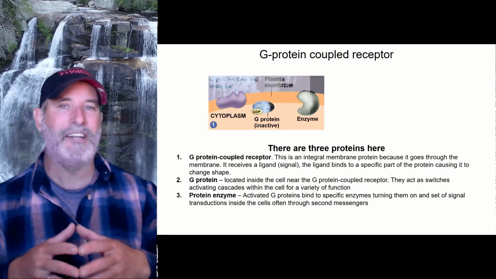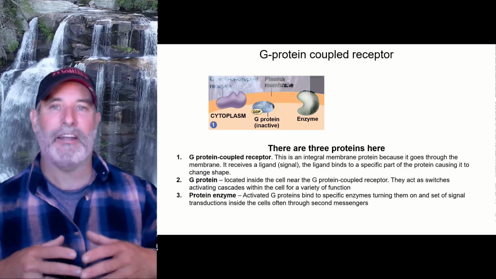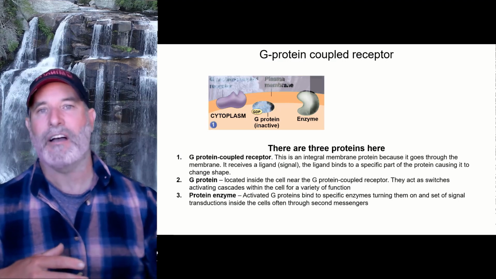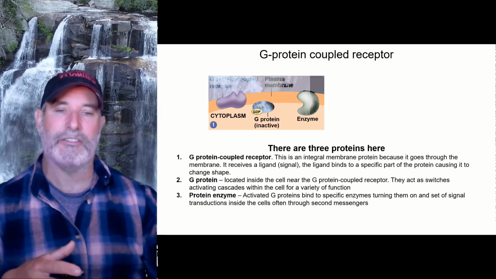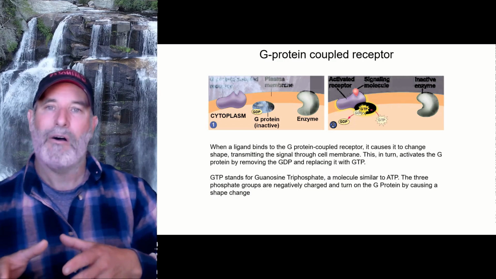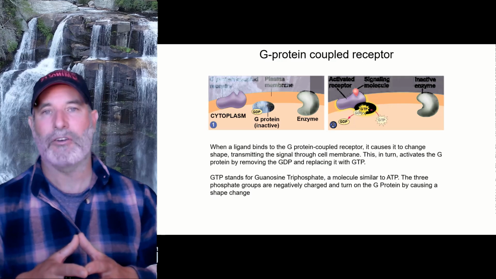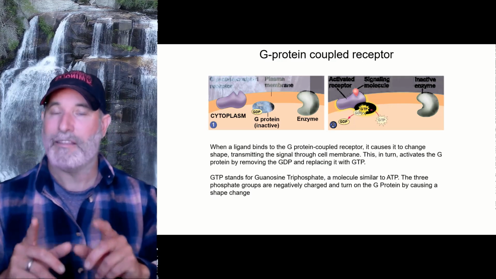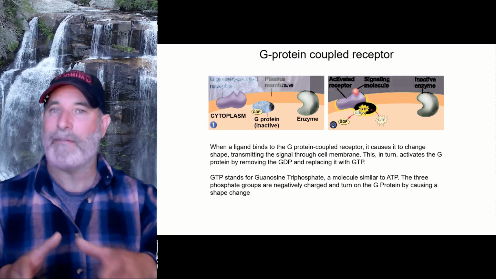Now, once the G protein is activated, guess what? It's going to go on and basically interact with a second enzyme. Once it starts activating that second enzyme, it sets off secondary messengers. And then the G protein becomes inactive when GTP loses a phosphate group and goes back to being GDP. Now, remember, in this case, it's losing this third phosphate group. It's not having it removed.